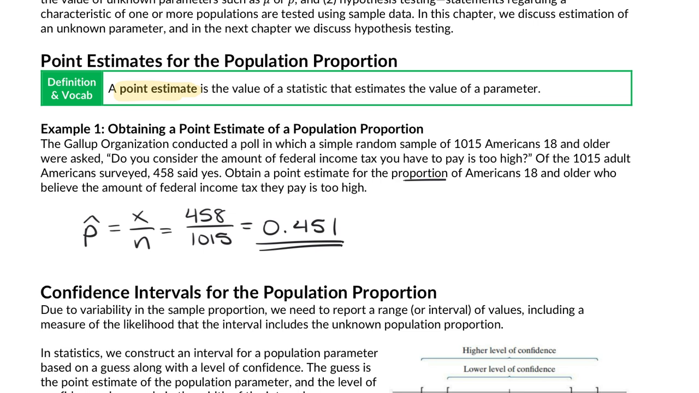But our question is, can we conclude that for sure less than 50%, 45% of the U.S. population believes that they're paying too much for income tax? Can we make that conclusion? Is it possible that it's higher or lower than 45%? Why could this number we have, this estimate, be a little bit off?